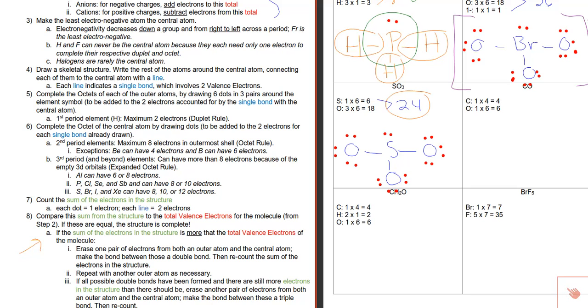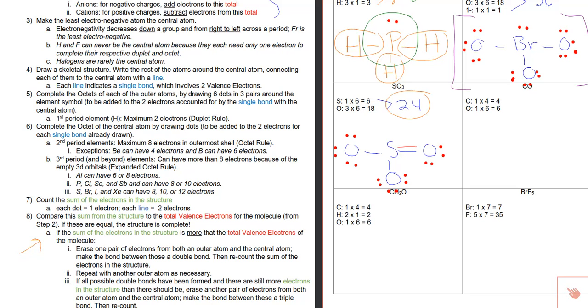You're going to erase a pair of the electrons on one of the outer atoms and on the central atom, and you're going to make the bond between them a double bond instead. This means that the oxygen here still fulfills the octet rule and the sulfur still fulfills the octet rule. So I'm still good in that regard. Now let me go ahead and count everything up again. I have 4 lines here for a total of 8 electrons, and now I have 18 dots, which gives me a total of 24. So now my structure is correct.